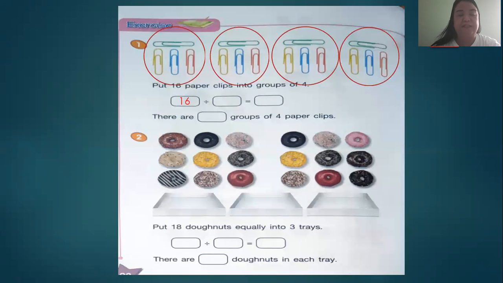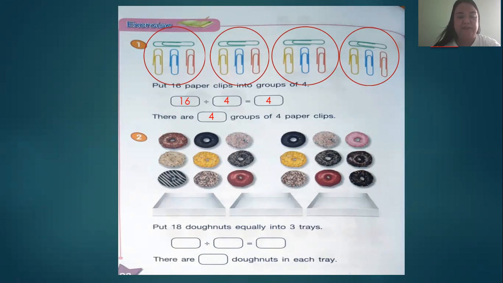So write the number sentence in division. 16 divided by 4 in each group. How many groups can you get? 4. Very good. So therefore, there are 4 groups of paper clips. Now, take a look at number 2.